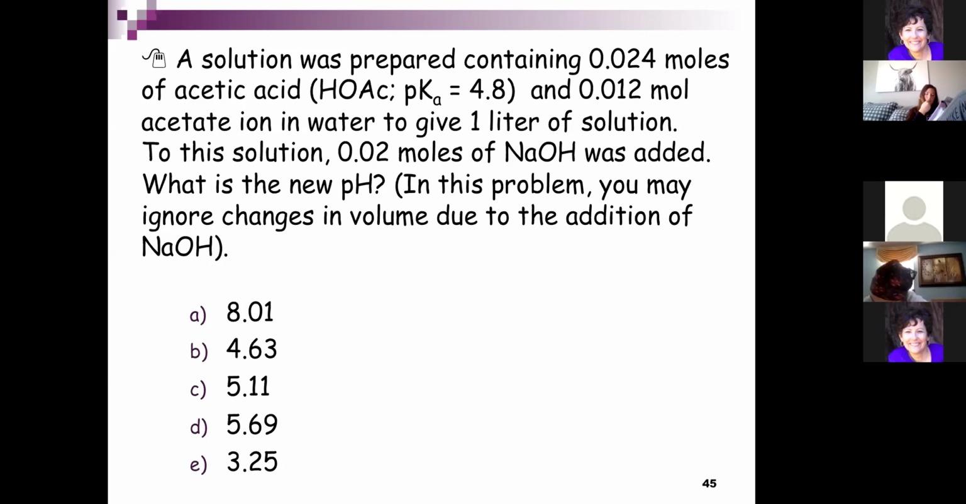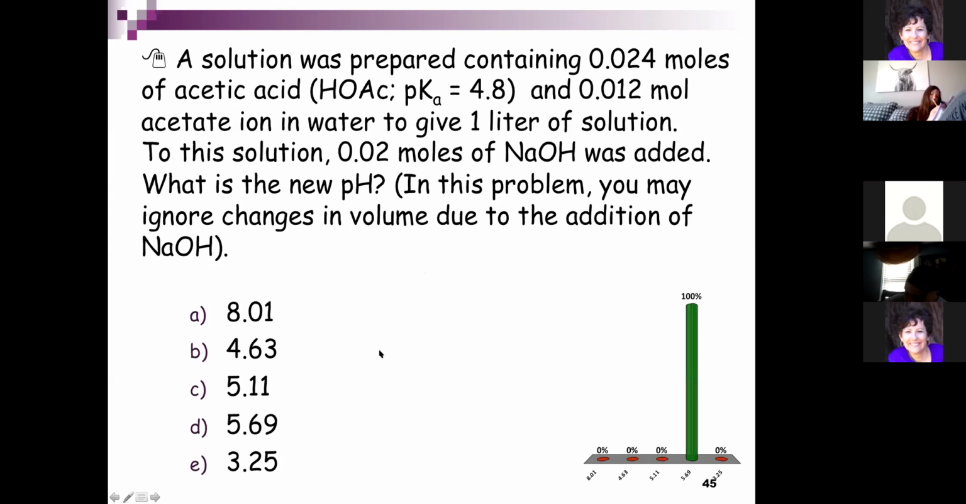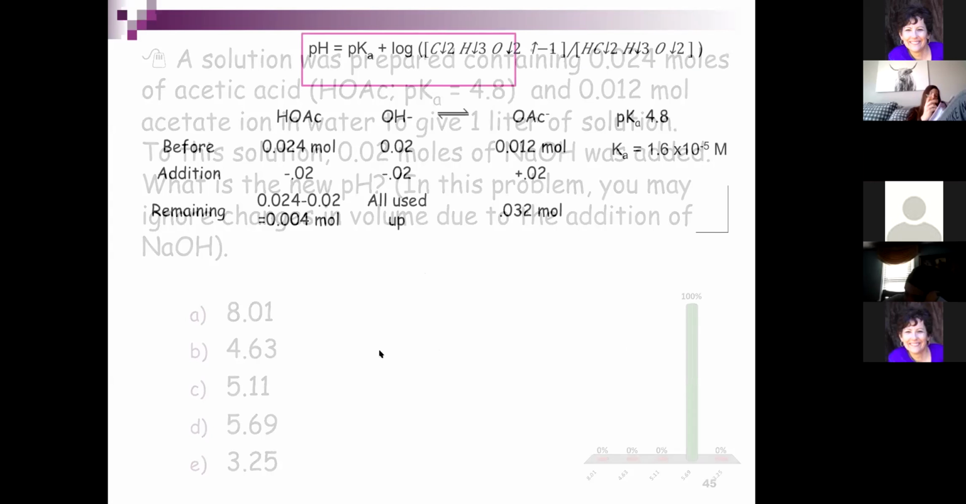The bar chart. Yep, and we need to start with the bar chart. So what is going to react with the base? The acid. The acetic acid, right. So our strong base is going to react with our weak acid. So our weak acid concentration goes down and our conjugate base concentration goes up. So if we work on that a little bit, we should get something that looks like this.